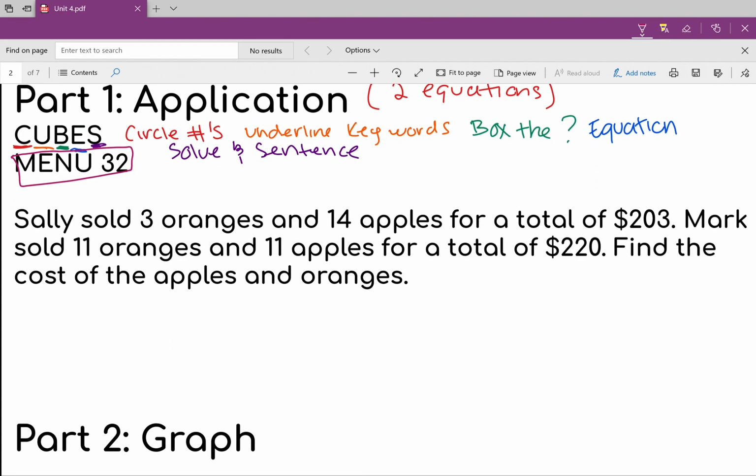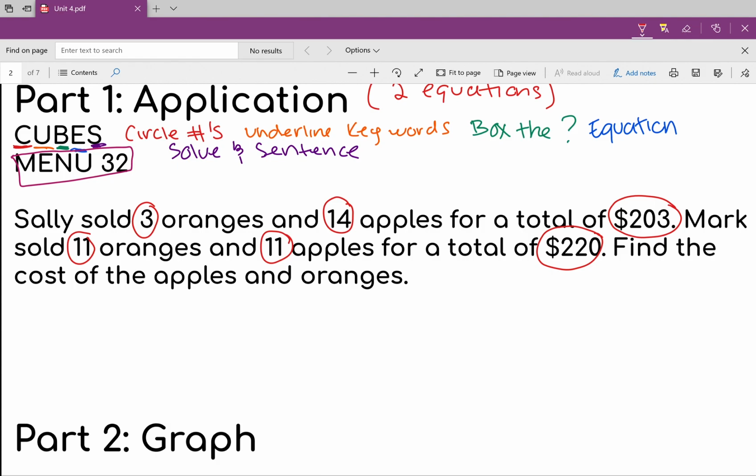Okay, so it says, Sally sold 3 oranges and 14 apples for a total of $203. Mark sold 11 oranges and 11 apples for a total of $220. Find the cost of the apples and oranges. So let's go ahead and circle our numbers. So we have 3, 14, 203, 11, 11, and 220.